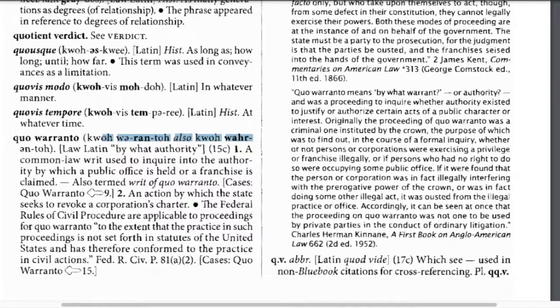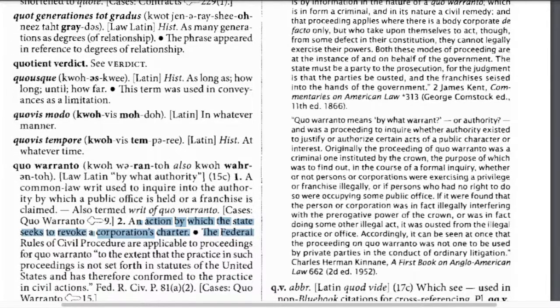Quo warranto, also quo warranto. Law Latin: by what authority? A common law writ used to inquire into the authority by which a public office is held or a franchise is claimed. Also termed writ of quo warranto. An action by which the state seeks to revoke a corporation's charter. The federal rules of civil procedure are applicable to proceedings for quo warranto to the extent that the practice in such proceedings is not set forth in the statutes of the United States, and it has therefore conformed to the practice in civil actions. So there it is, quo warranto.